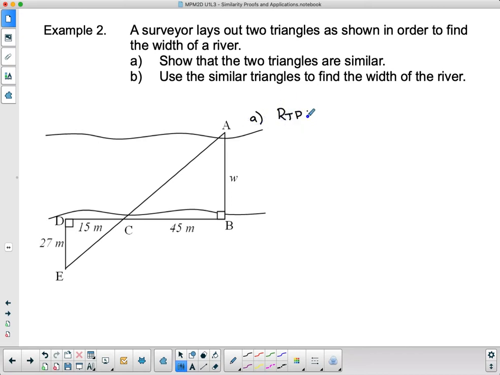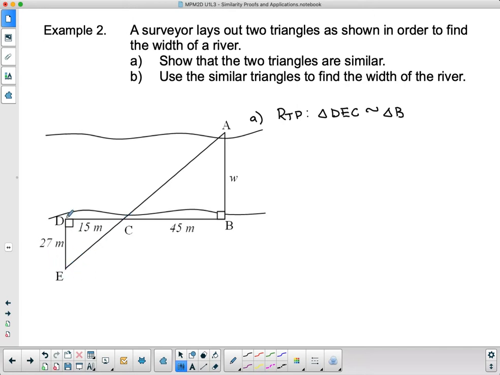Required to prove that triangle DEC is similar to, now we want to make sure we get these letters in the right order on here. And that means that before I start writing out my proof, I have to determine which angles are going to be equal. So I started with D, which is the right angle, which means that for my next triangle, I have to start with B, which is the right angle in this triangle. And then I went D, E, C.